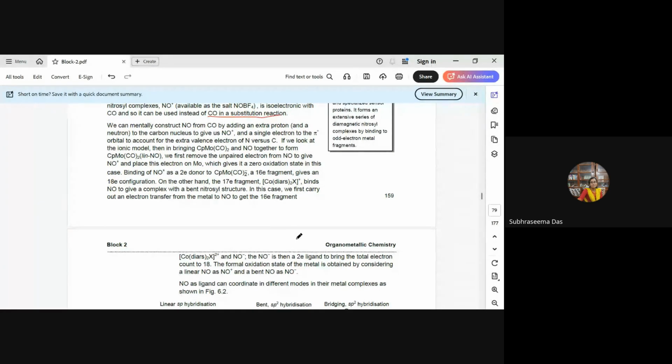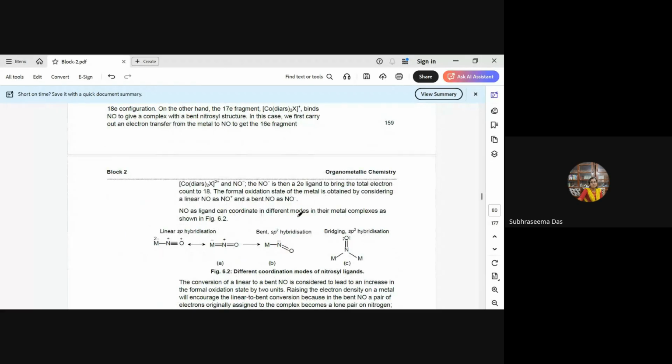Here the NO as a ligand can coordinate in different modes. Here it has been shown: this is the linear sp hybridization of the NO ligand, this is the bent sp2 hybridization, and figure C is the bridging sp2 hybridization of the NO ligand. So these are the three different coordination modes of the nitrosyl ligand.